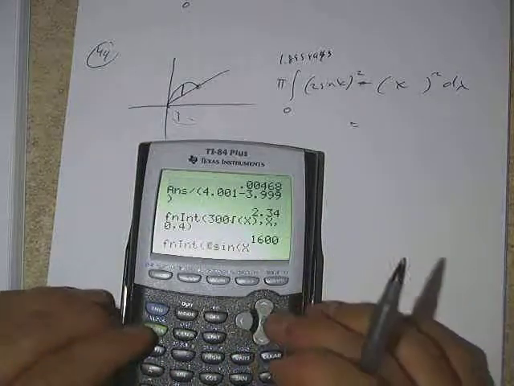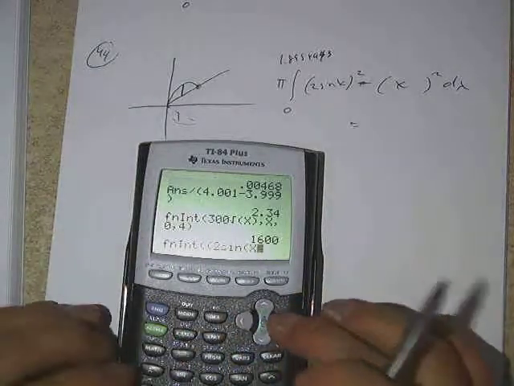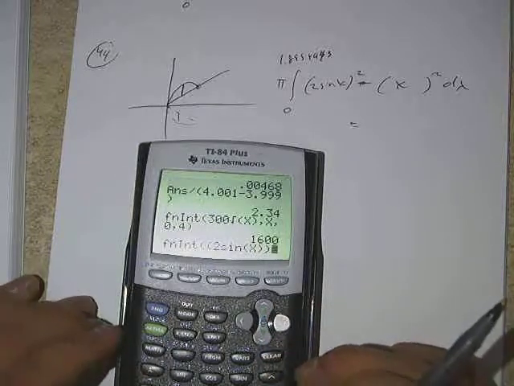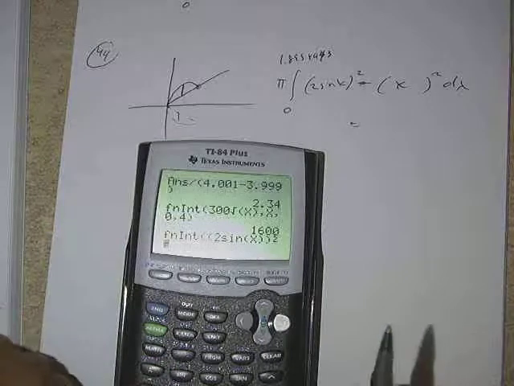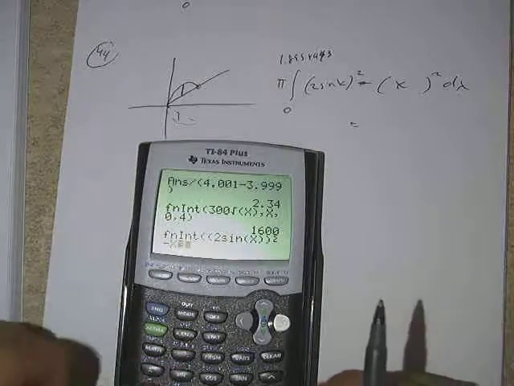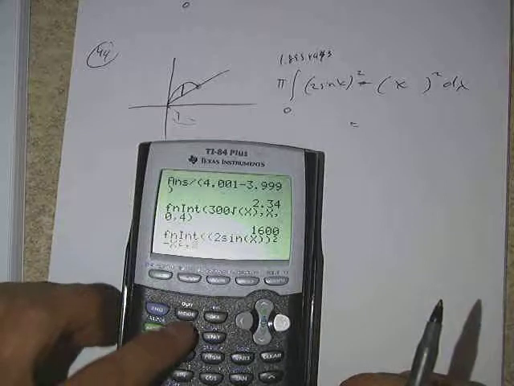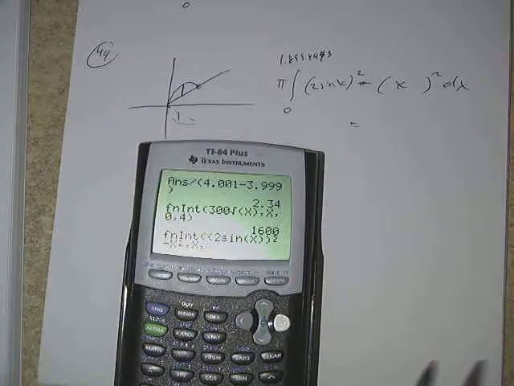The outside radius of the washer is going to be defined by the sine function. So we'd have 2 sine x in here to give us the outside radius of the washer. The inside radius would be the other function, the bottom function, which would be the x. And so ultimately that would be our integral. And again, it's a calculator problem, so use your math 9.